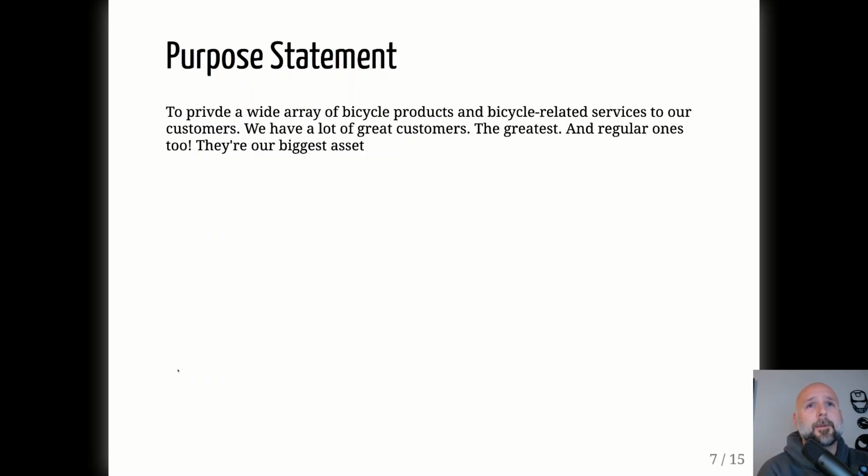But there's a lot of good information in here talking about purpose statements, figuring out why the company exists. Not really a mission statement, but why do they exist and what do they want accomplished with this technology? So this is the kind of thing you would work with the owner of this small business to figure out. And in the end, at Mike's Bikes, they want to provide a wide array of bicycle products and bicycle-related services to their customers. They have a lot of great customers, the greatest, and regular ones too. They're our biggest asset.